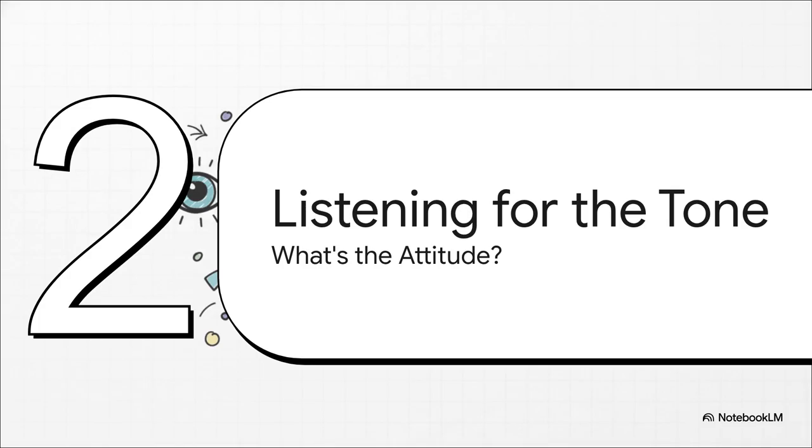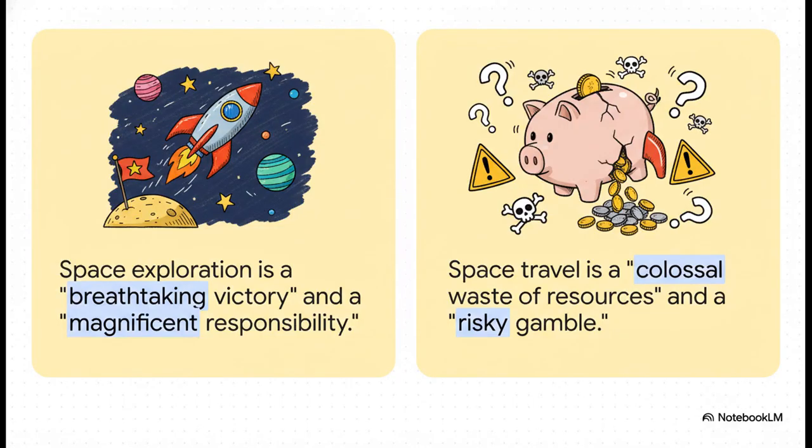This is all about figuring out the author's vibe, their attitude. Are they excited? Are they worried? Are they being critical? Let's find out. Now, check this out. We've got 2 passages on the exact same topic, space exploration. Passage A calls it a breathtaking victory and humanity's destiny. Meanwhile, Passage B calls it a colossal waste of resources and a risky gamble. It's the same topic, but the feeling you get is completely different.